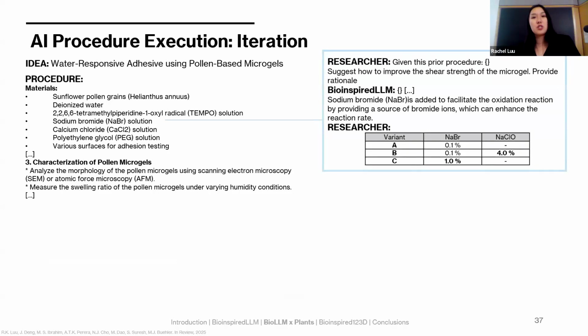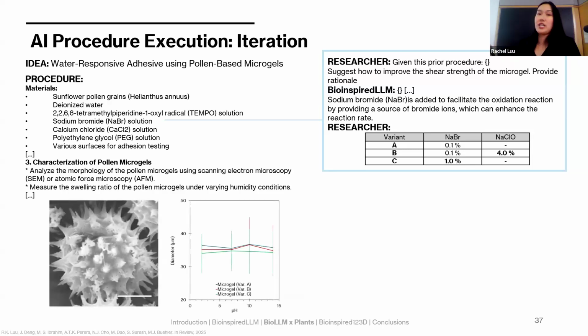And we're saying, okay, we did this procedure. Here are the results we got, and now we'll give it an objective function. In this case, let's improve that shear strength even further. And when we do this, the model and the system provides a few different ideas. The main one being to increase the sodium bromide concentration. The researchers go back to the laboratory and do that.